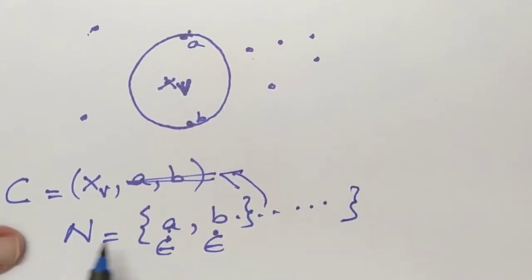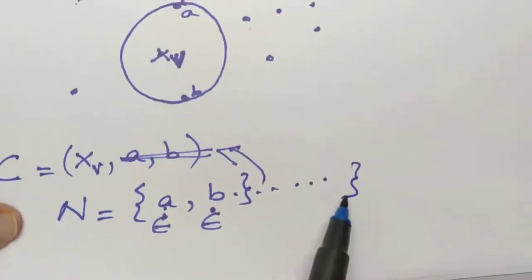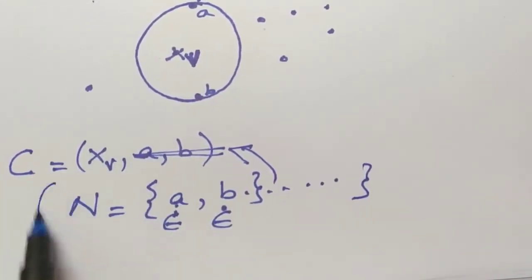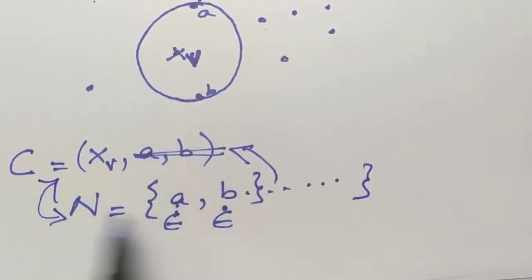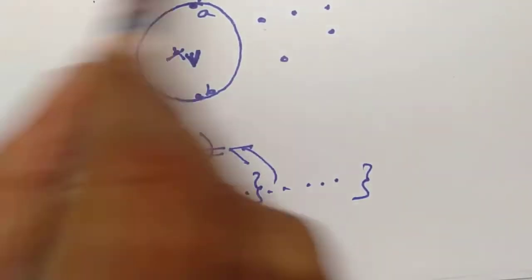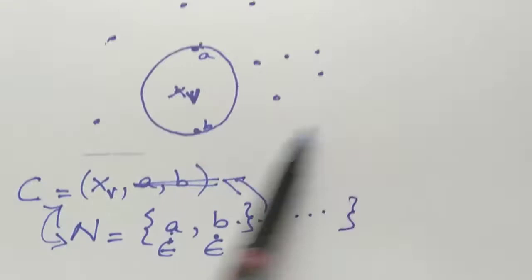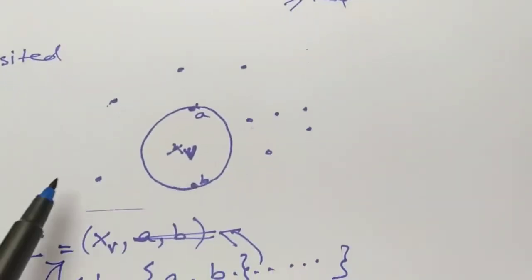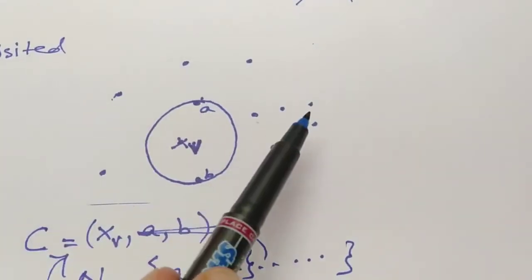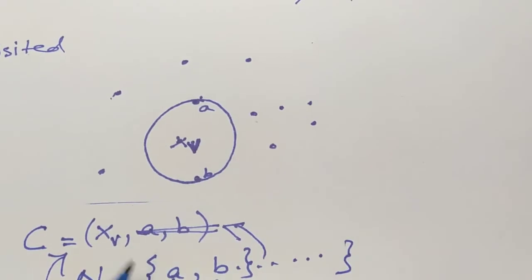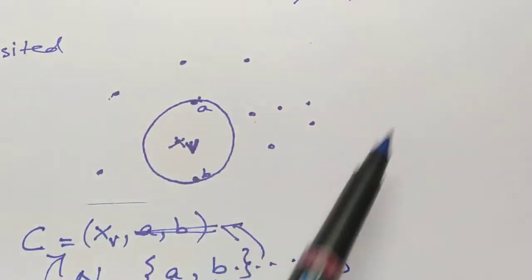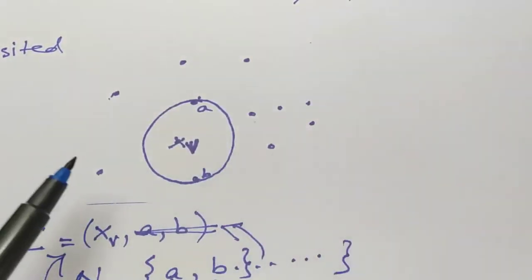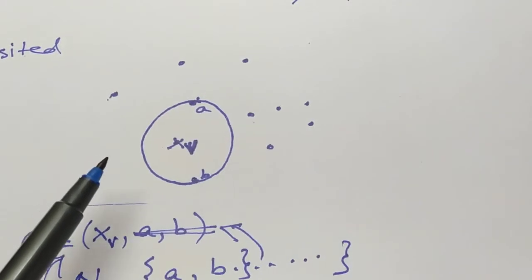Fine. Till N becomes empty, we will continue these two steps. Once that is done, if there are still points in the whole set which have not been visited, then we will take another random unvisited point and repeat these steps till all the points have been clustered. Did you get that? Now let's look at the algorithm.